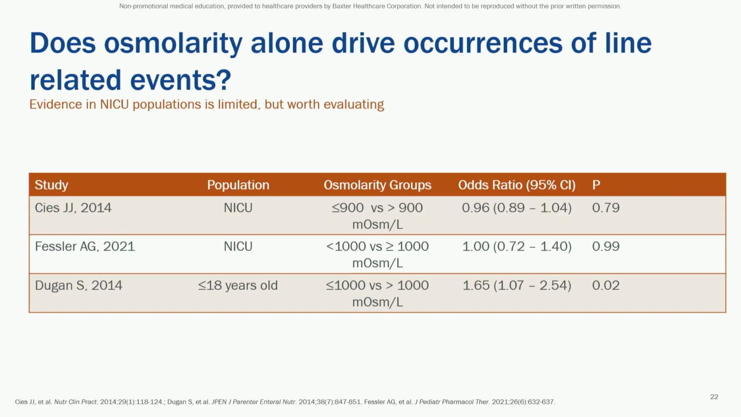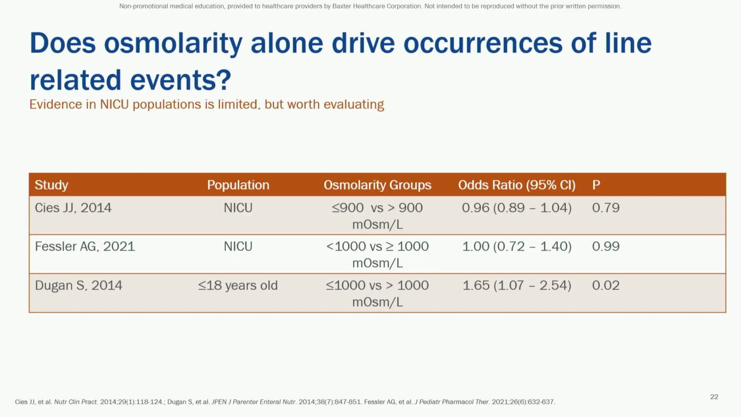So I think the big question is, does osmolarity alone drive occurrences of line-related events? Evidence in our NICU population is limited, but worth looking at. In studies published by Cease and Fessler, they did not find a difference in the odds of having a line-related event with differing osmolarity cutoffs of their PPN, using 900 and 1,000 respectively.